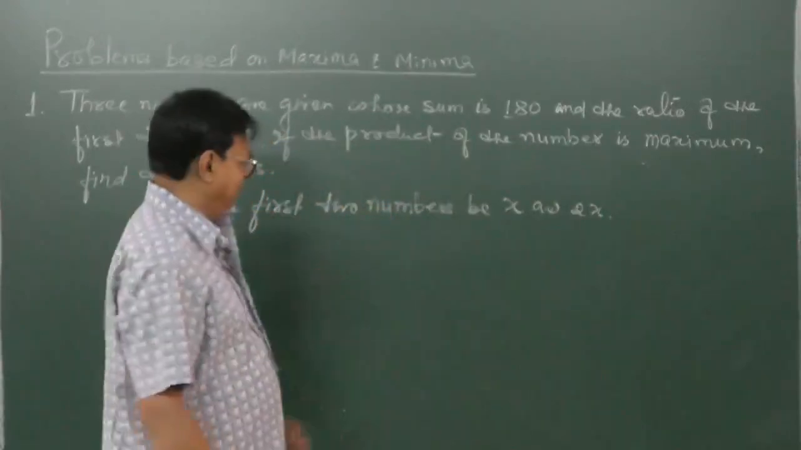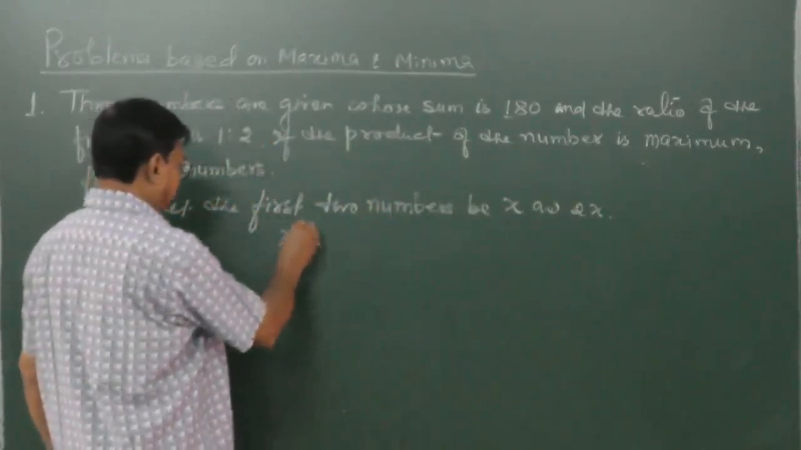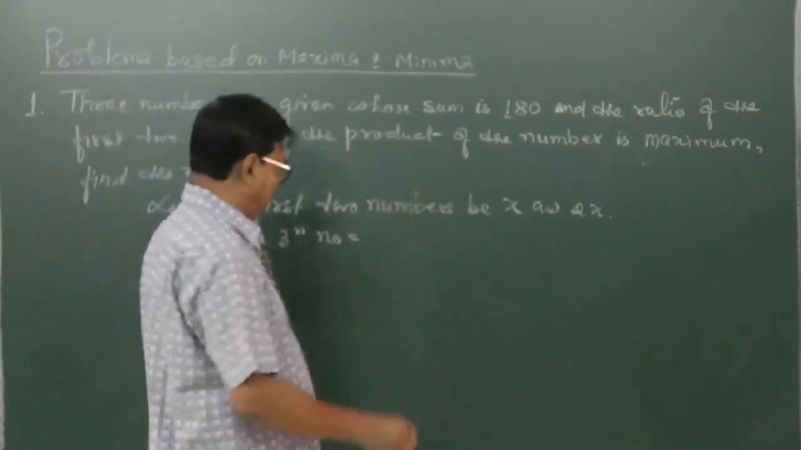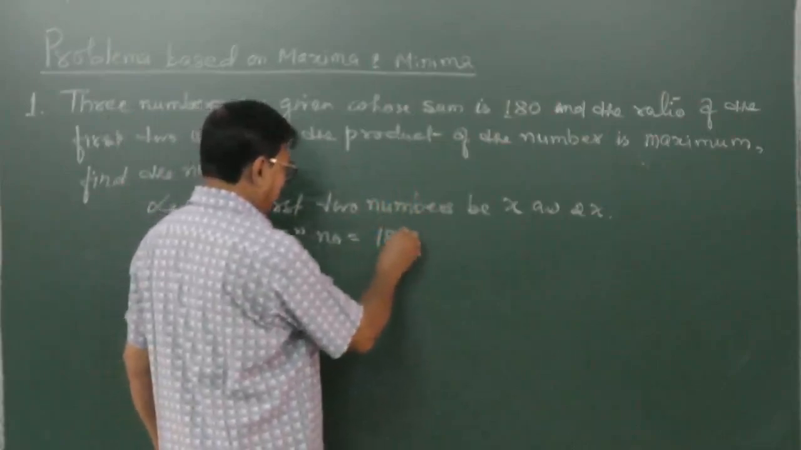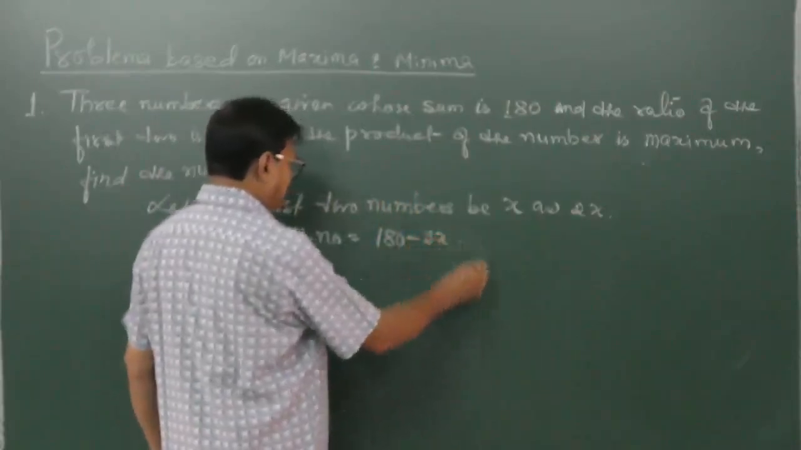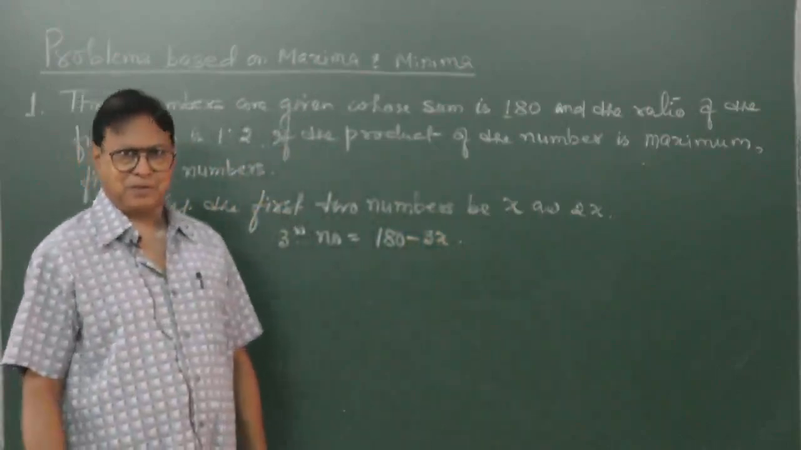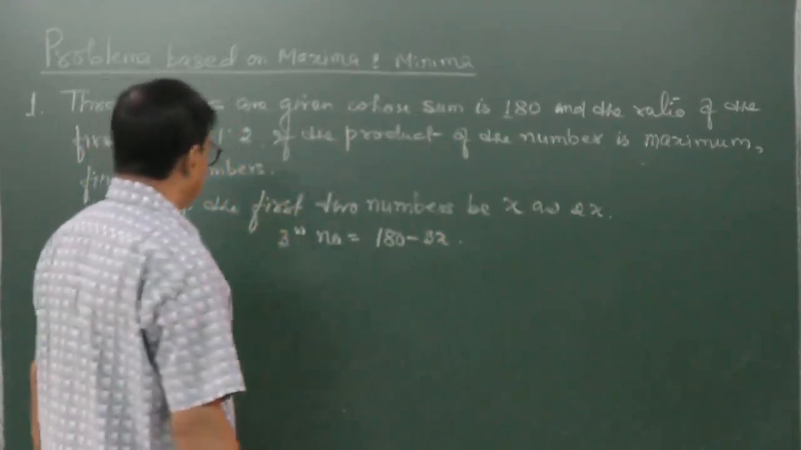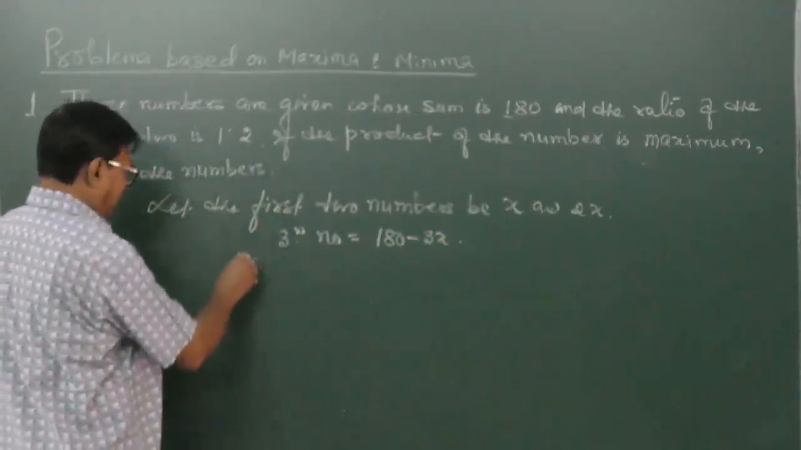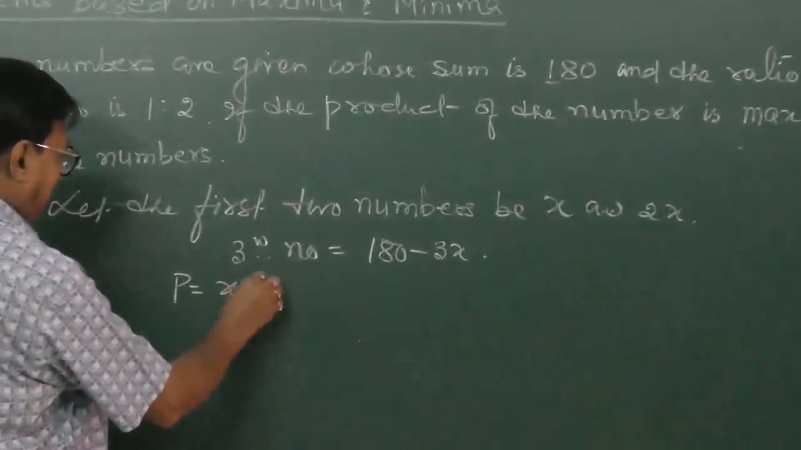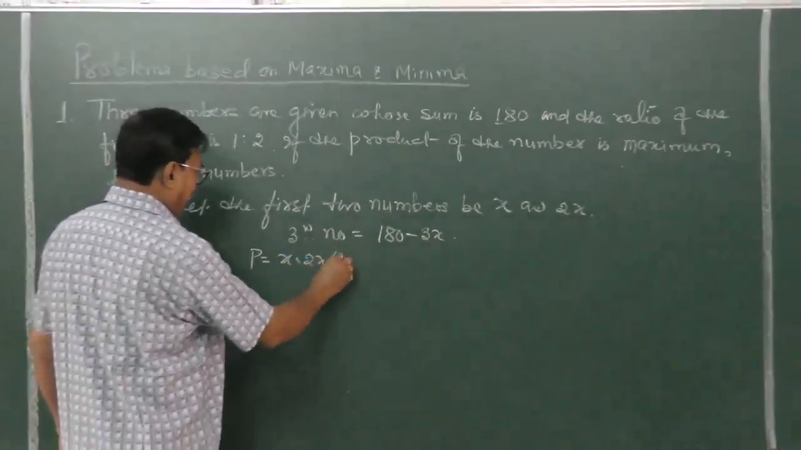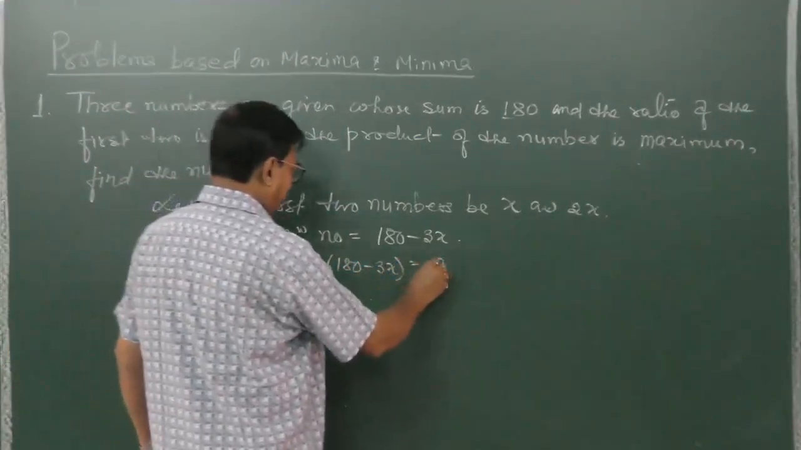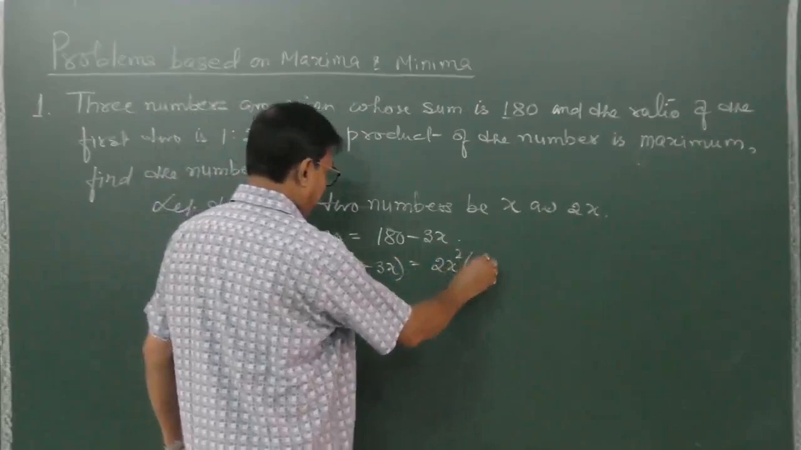So the third number is the sum of the three numbers, 180, minus the sum of the first two. So this is the third number. All right. So we take one variable only at this stage. Now it says the product is maximum. So the product of the three numbers is x into 2x into 180 minus 3x. That is 2x square into 180 minus 3x.